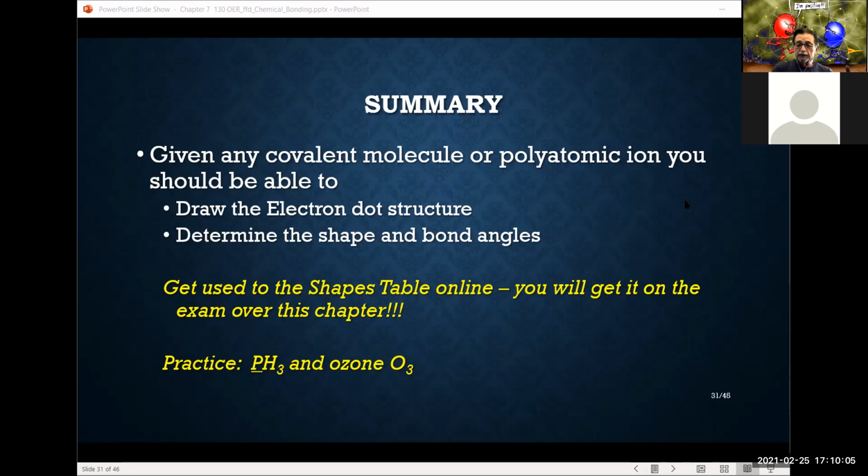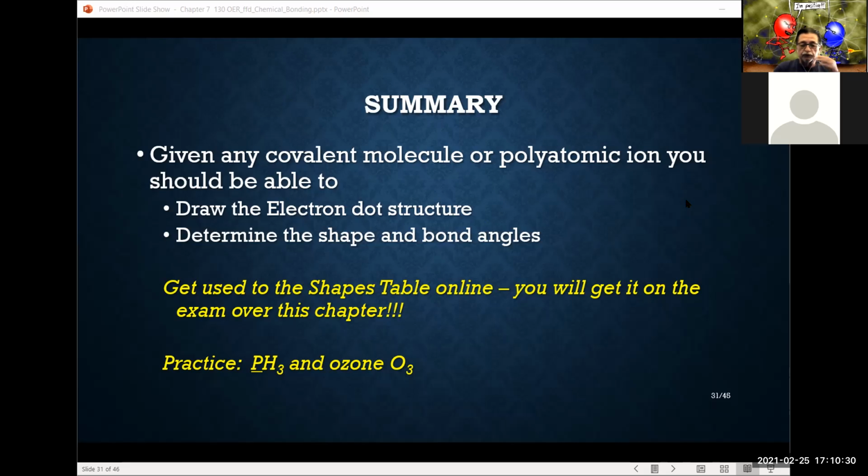So, given any covalent molecule or polyatomic ion, you should be able to hopefully draw the electron dot structure or recognize what it should be. And from that, determine the shape and the bond angles, given the shapes sheet, the shapes table.